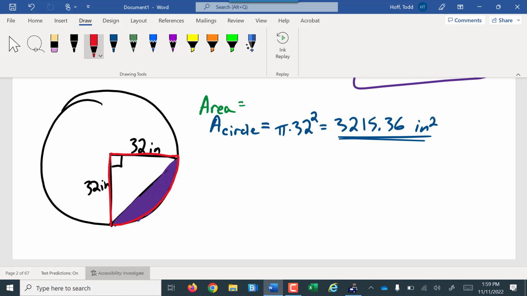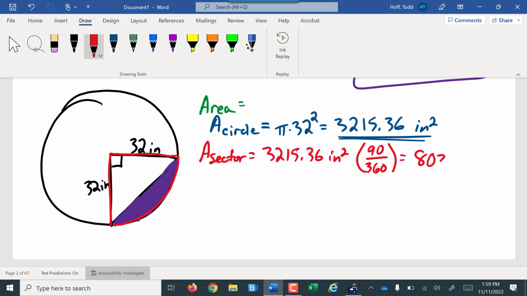So then, to find the area of the sector, it's that area, 3,215.36. Now, I know we could just divide it by 4 because 90 degrees is a quarter circle. But to stay consistent with what we're going to have to do for the others, we'll do times 90 divided by 360. What is that? 803.84 square inches. So that is the area of the sector in red.